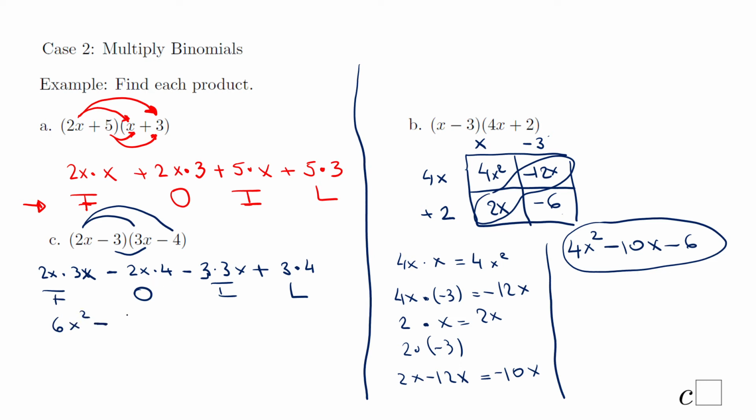Minus 2 times 4 is minus 8x. Then let's move to the inner term. 3 times 3 is 9, minus 9x. And the last term, 3 times 4 is 12.